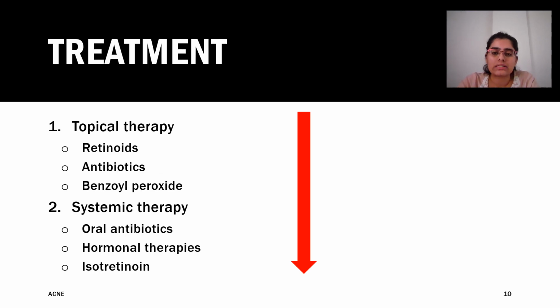So the treatment is in ascending order of severity. You can have topical treatments and you can have systemic treatments. Topical treatments are basically for comedonal acne and also act as a maintenance therapy for very severe forms of acne. So in these you have retinoids, antibiotics and benzoyl peroxide. Retinoids are topical therapy that are used to decrease the hyperkeratinization of the skin, and they help with the first step in the formation of acne by reducing that follicular hyperkeratinization.